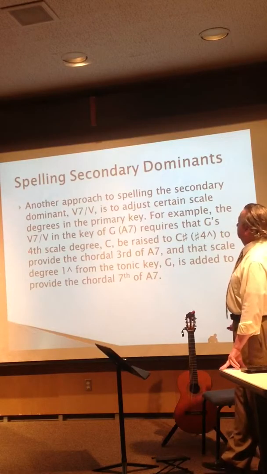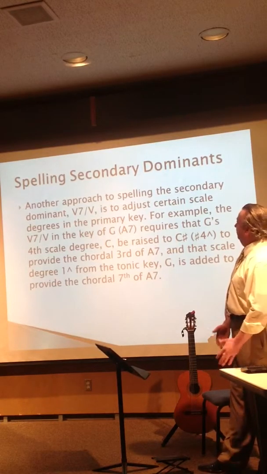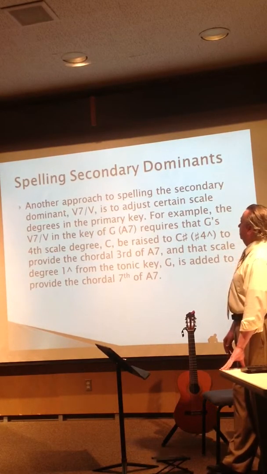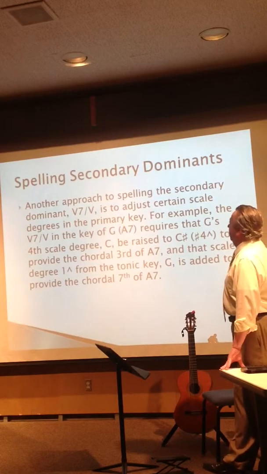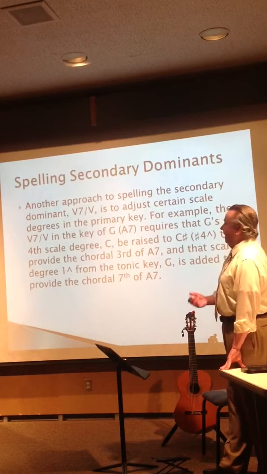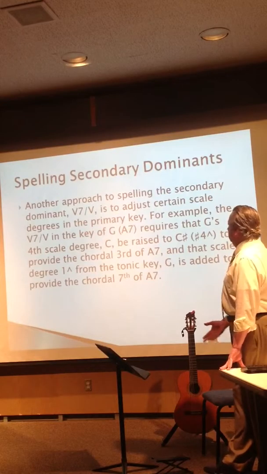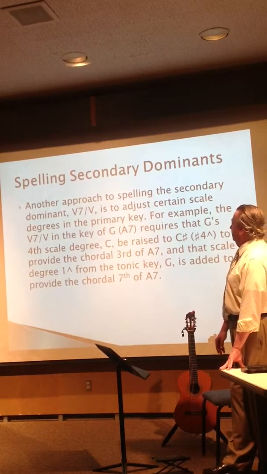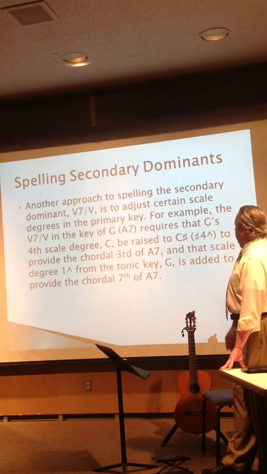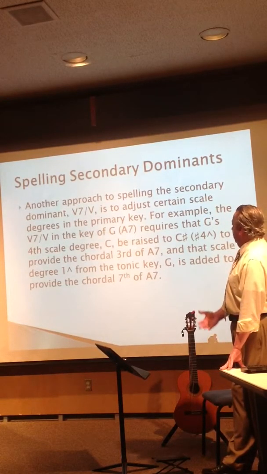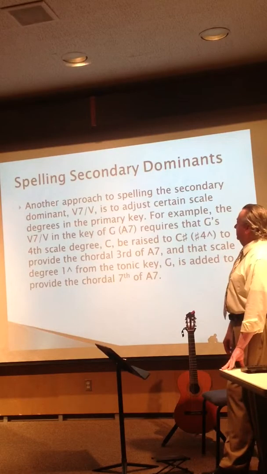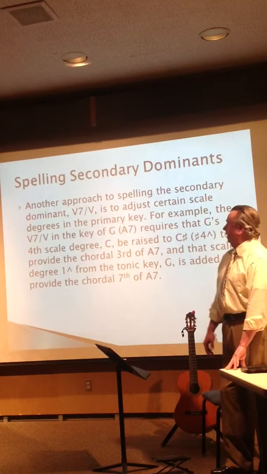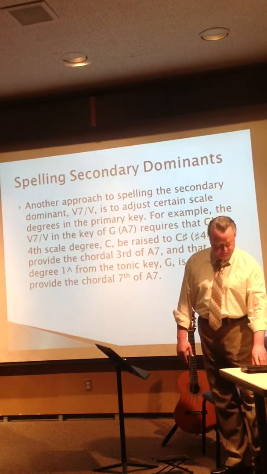Another approach to spelling the secondary dominant, 5-7 of 5, is to adjust certain scale degrees in the primary key. For example, the 5-7 of 5 in the key of G, A7, requires that G's 4th scale degree, C, be raised to C sharp to provide the chordal third of the A7. And scale degree 1 from the tonic key, G, is added to provide the chordal 7th of the A7.